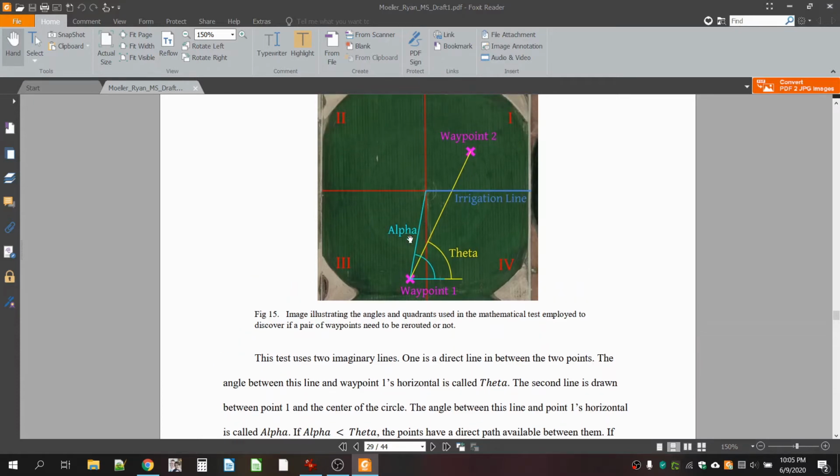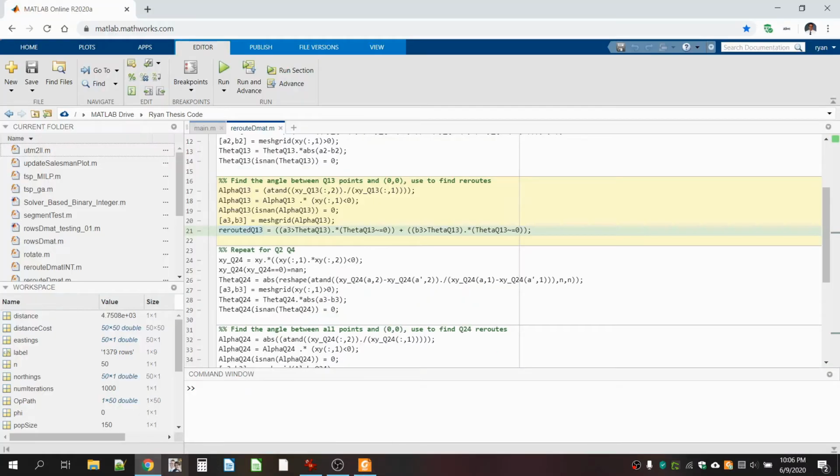But if, in this case that you see in the picture, alpha is greater than theta, they need to be rerouted from here to here to here. So that's what this section is doing. I'm finding those reroutes.